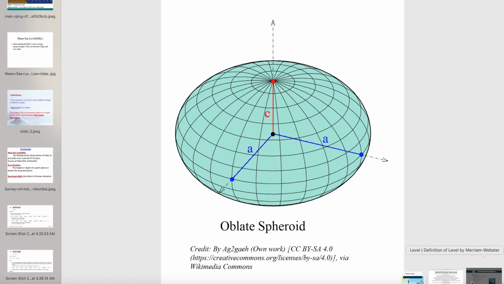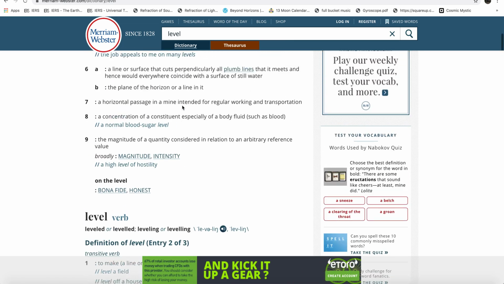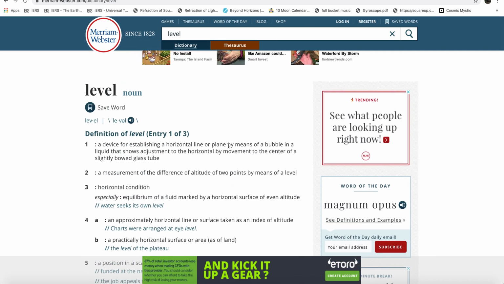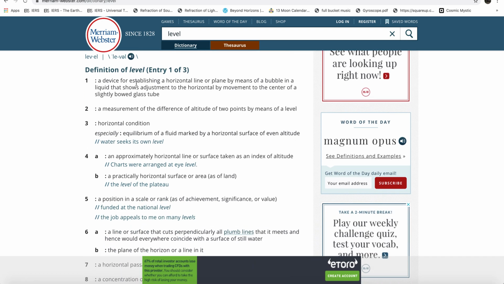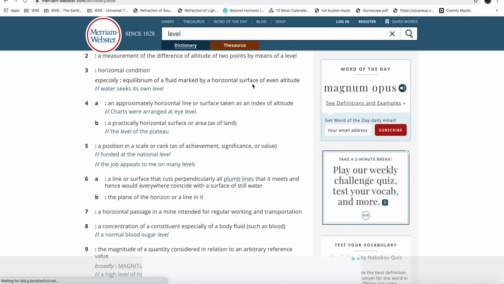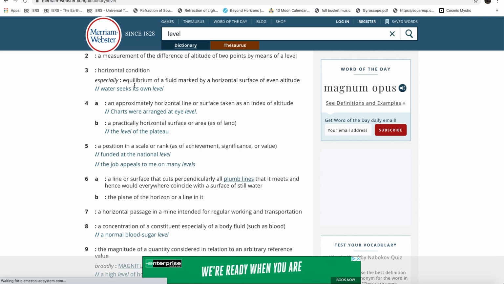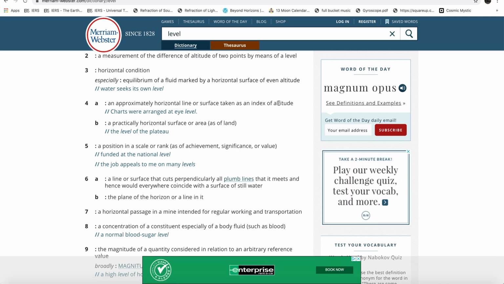Now, just come in here a second. Level. This is from Merriam-Webster. I'm going here because this is where our opposition like to go. There are many different definitions of level. There's a device for establishing a horizontal line or plane by means of a bubble in a liquid. Blah blah blah. A measurement of the difference of altitude of 2 points by means of a level horizontal condition. Equilibrium, especially equilibrium of a fluid marked by a horizontal surface of even altitude. Water seeks its own level. There you go. An approximately horizontal line or surface taken as an index of altitude, as in oil level, or a practically horizontal surface or area of land, as in the level of the plateau.